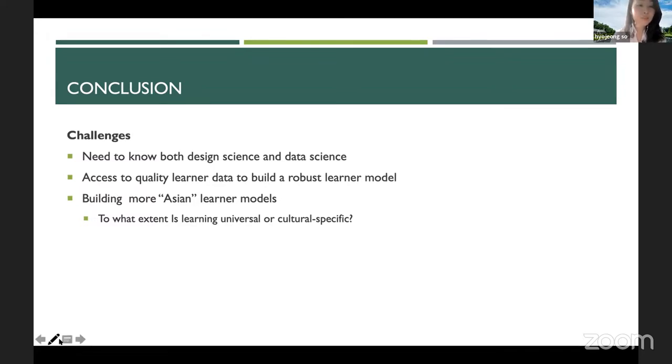Also, we need to have access to quality learner data, because the comment feedback I always got when I submit the paper is, oh, your sample size is so small, because my sample size is about 100. It's never strong for a very robust learner modeling process.